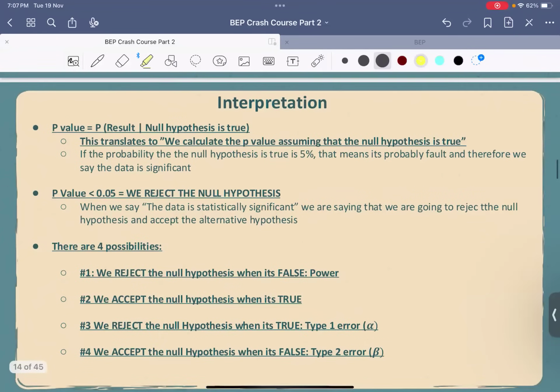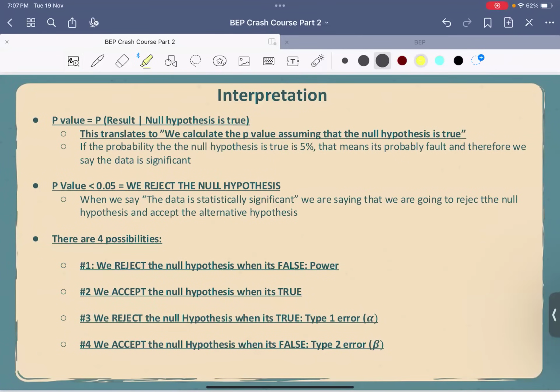Now, how do we interpret the statistical significance? Again, we're back to the p-value, but now we're going to be talking about the p-value in much more detail. So what is the p-value? The p-value is a probability, and you remember the probability lectures when we said P of A given B, stuff like that. So this also applies to the p-value. The p-value is the chance of the result happening, assuming that the null hypothesis is true. This is what the p-value is.